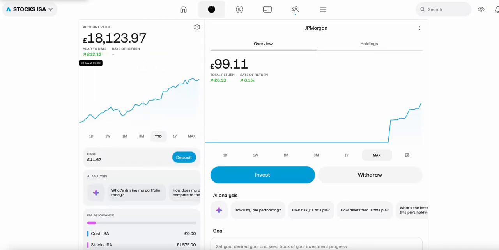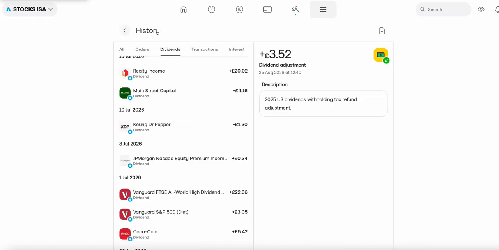Let's jump across to my dividends right now. So here we are in my dividends. I will put a total up on the screen. As we go through this, we will add them all up to see what I earned in total. We will look at the month of July. So Coca-Cola paid me first, £5.42. After that, we then had the S&P 500, which paid me £3.05. Following that, the FTSE All World High Dividend paid me £22.66.